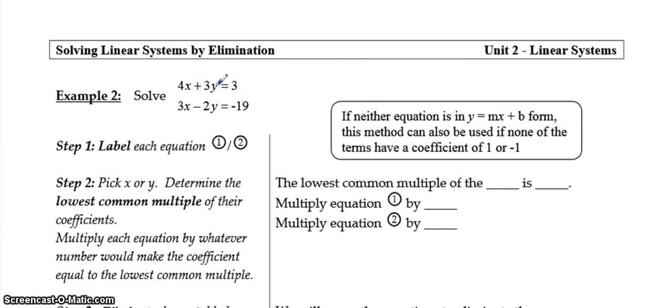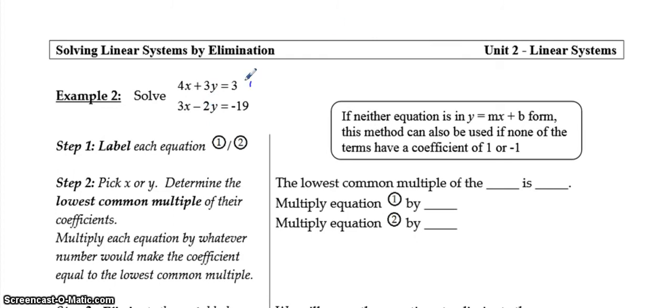And again, pick either x or y. It doesn't really matter which one you do. Let's do y this time. What we want to do is make the numbers exactly the same. So this is a 3 and this is a 2. Don't worry about the negative. We just have 3 and 2.